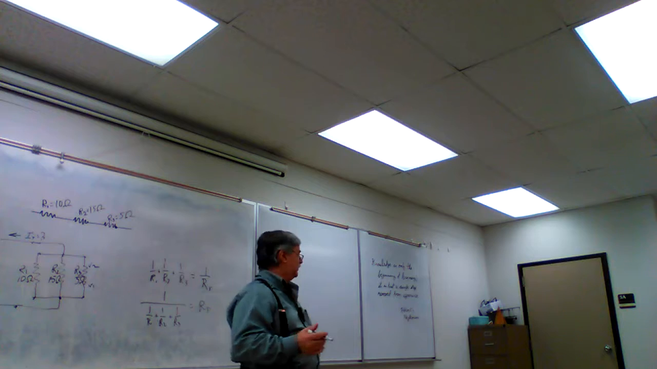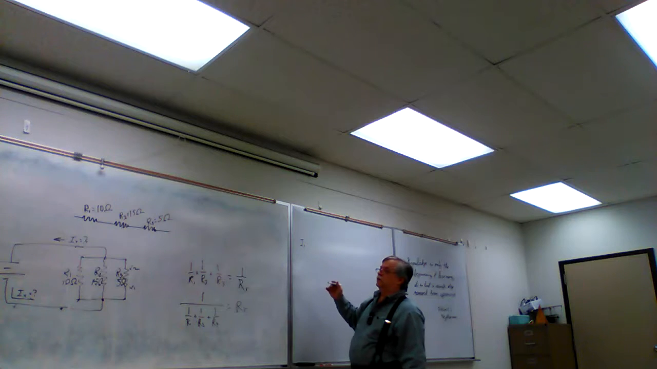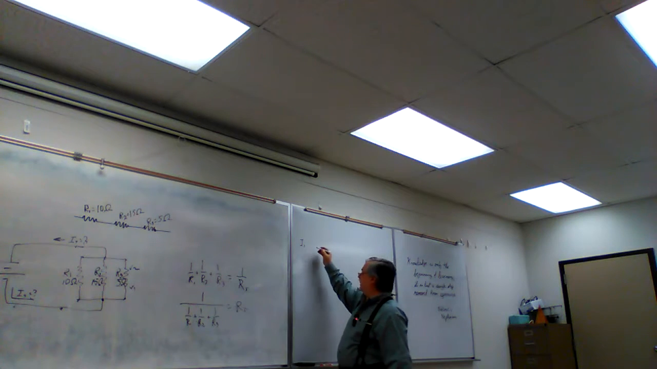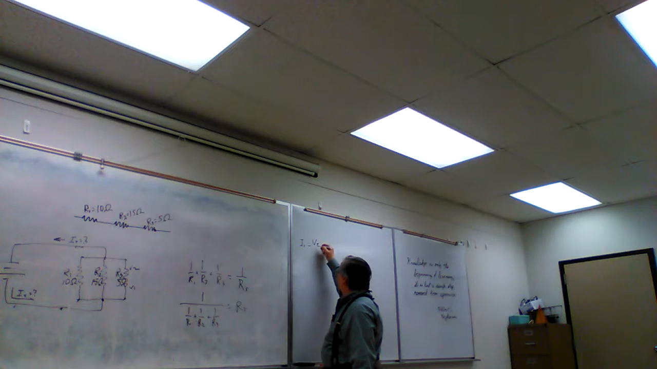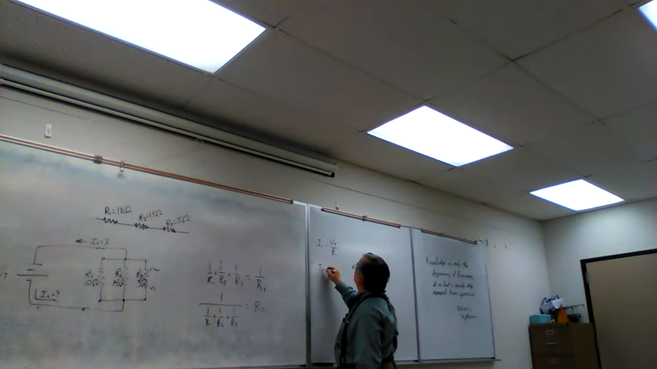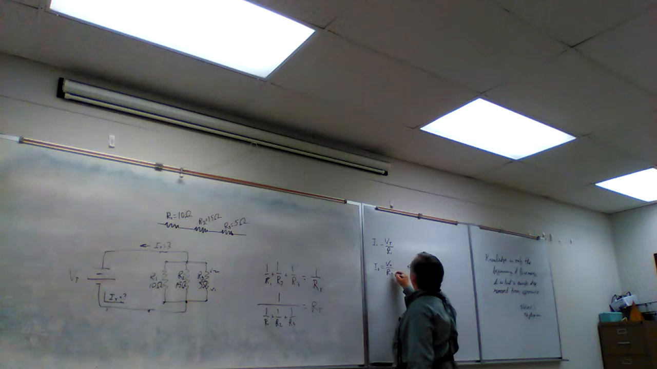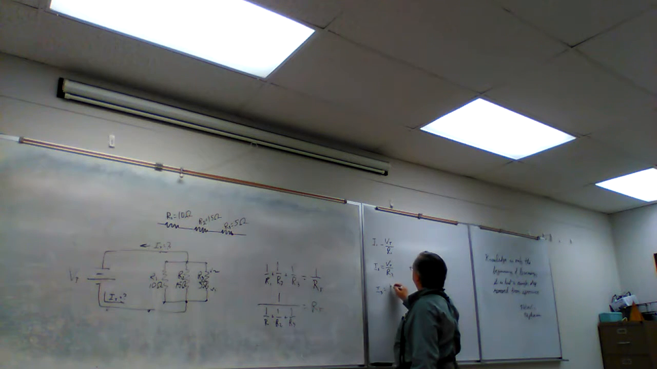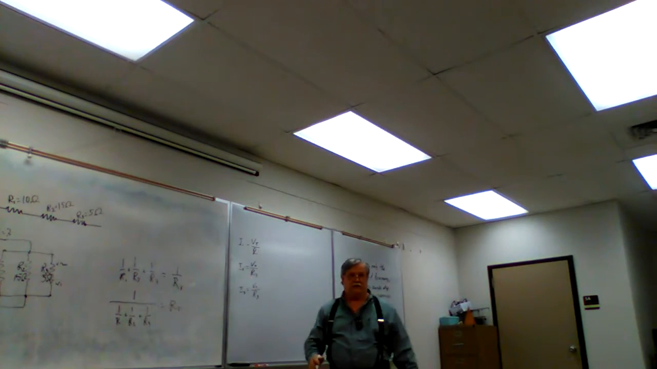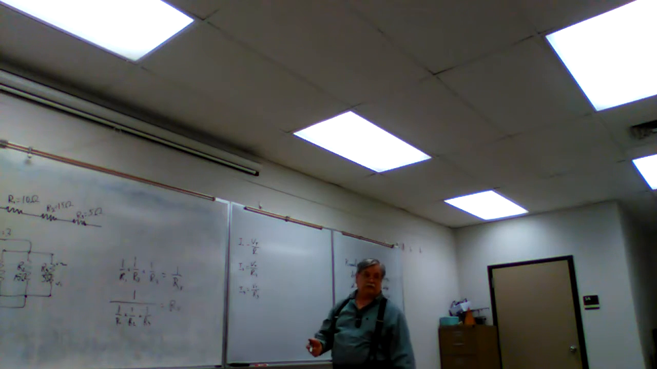Now let's see if I can get my tongue out from in front of my eye teeth so I can see what I'm saying. The voltage dropped across R1 will give us I1. The voltage dropped across R2 gives us I2. And the voltage dropped across R3 gives us I3. And if we have a number for the total voltage, we've got numbers for the resistors, we can calculate all three of the currents.